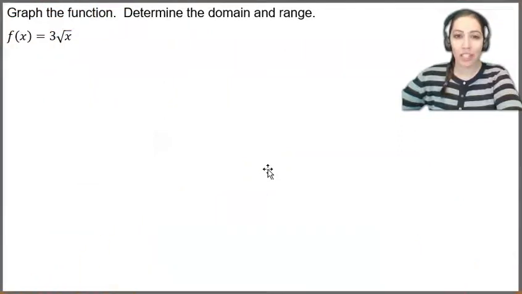Graph the function. Determine the domain and range. We have f of x equals 3 times the square root of x. How am I going to determine the domain and range of this function?